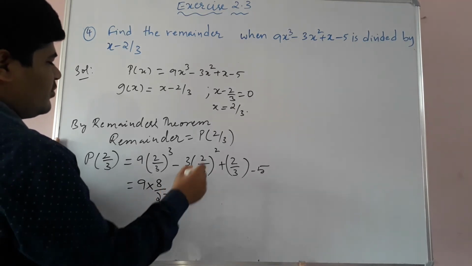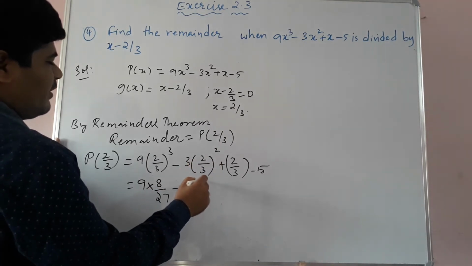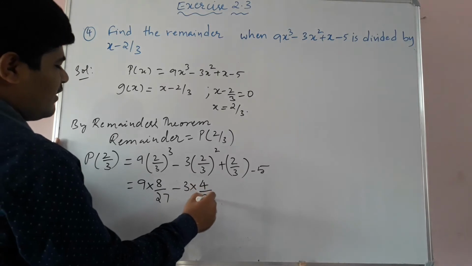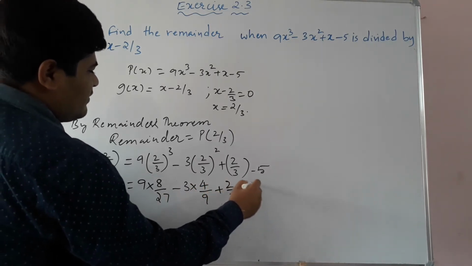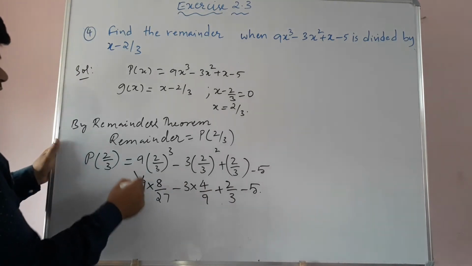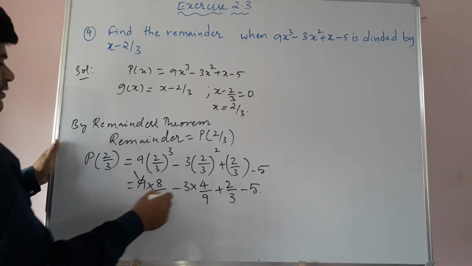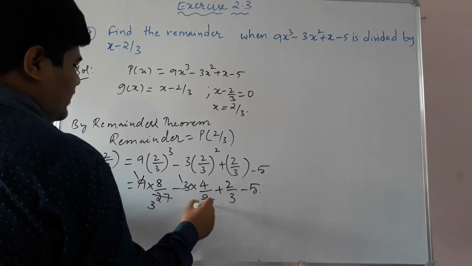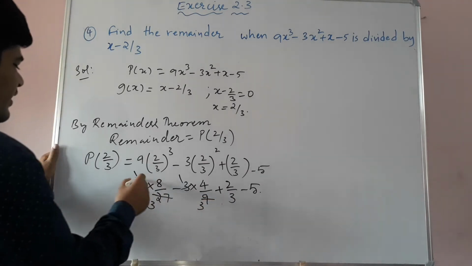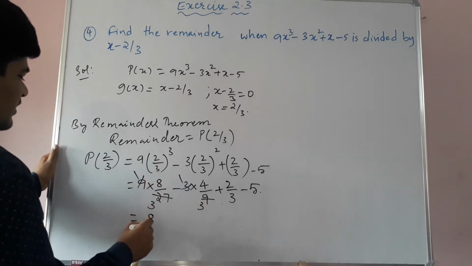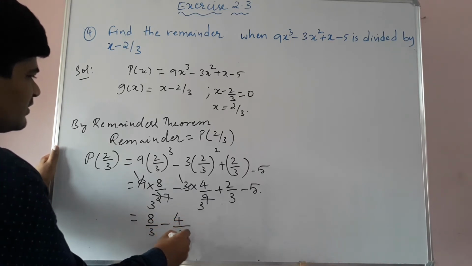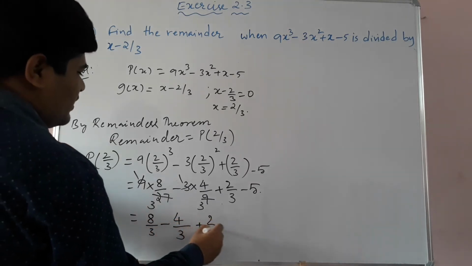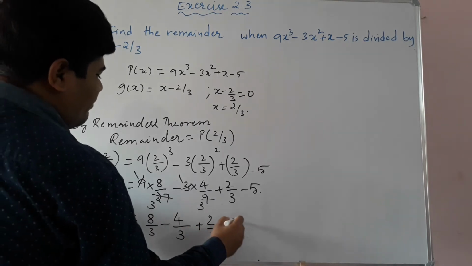Minus 3 into 2 by 3 whole square. 2 square by 3 square, that is 4 by 9. Plus 2 by 3 minus 5. 9 ones are 9, threes are 3 ones are 3, threes are, right? So 8 into 1, 8 by 3. 8 by 3 minus 4 ones are 4 by 3 plus 2 by 3 minus 5 by 1.